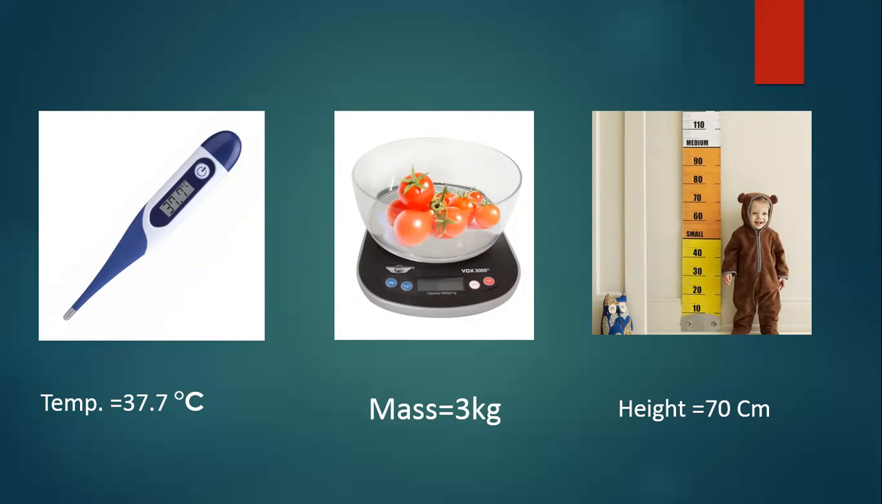The second picture: if I want to measure the mass of a tomato, what should I do? I have to use a device. The answer here, the mass of the tomato is 3 kilograms. 3 is the number which appeared on the device. Kilogram is the measuring unit of the mass. Picture number 3: I want to know the height of this boy. So I have to use a device. The height here is 70 centimeters. 70 is the number which appears on the device. Centimeters is the measuring unit of the height.